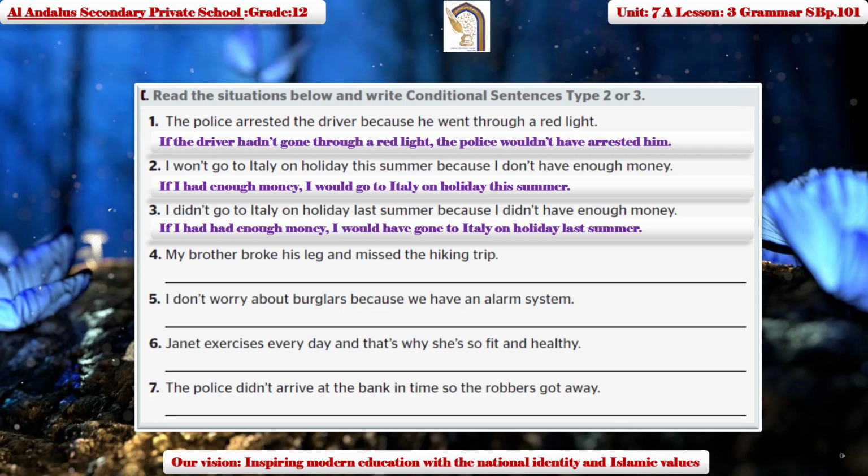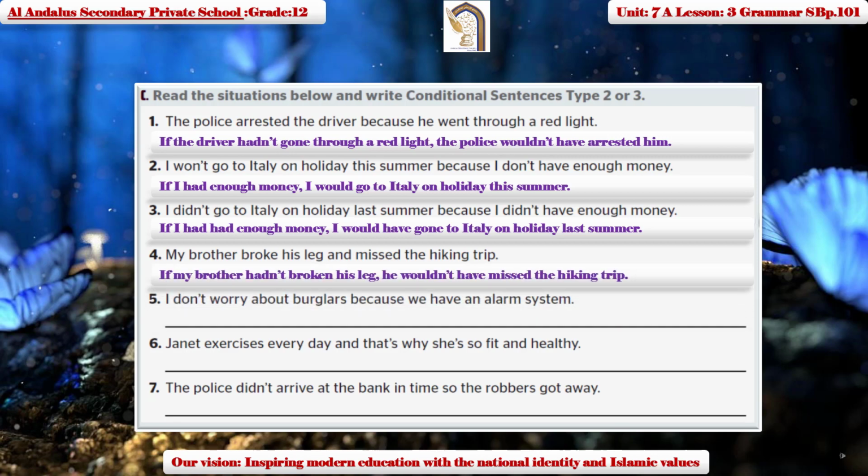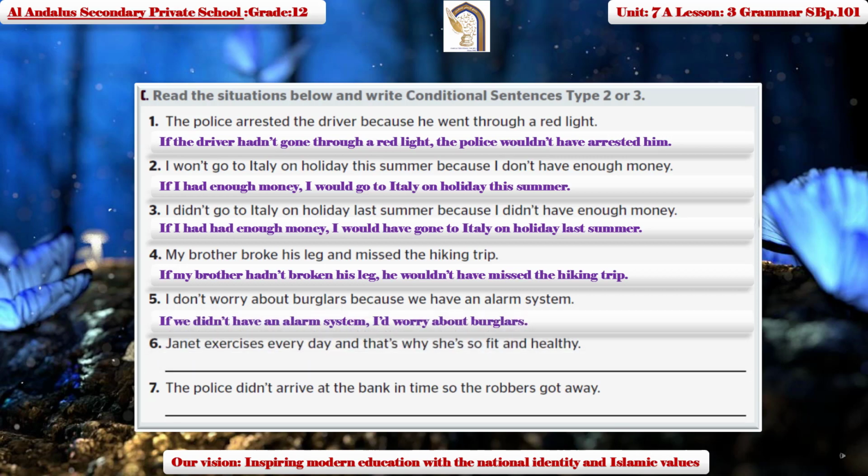Sentence 4. My brother broke his leg and missed the hiking trip. Again, it is clear that the speaker is talking about a past situation. So, the model answer is, if my brother hadn't broken his leg, he wouldn't have missed the hiking trip. Sentence 5. I don't worry about burglars because we have an alarm system. That's a very good answer. If we didn't have an alarm system, I'd worry about burglars.